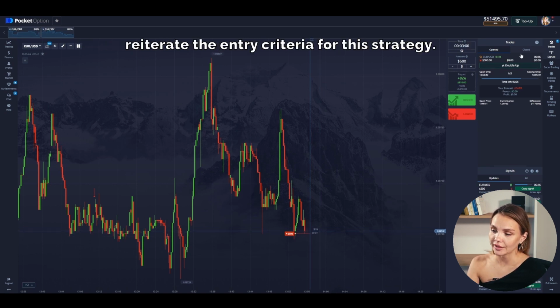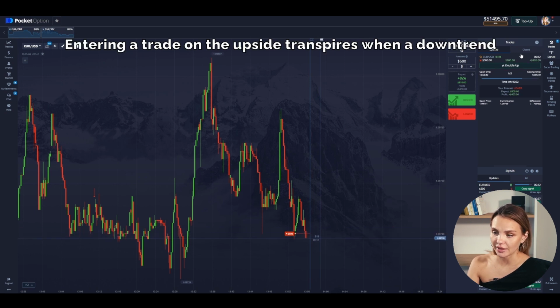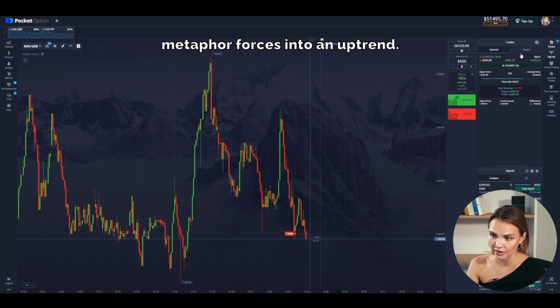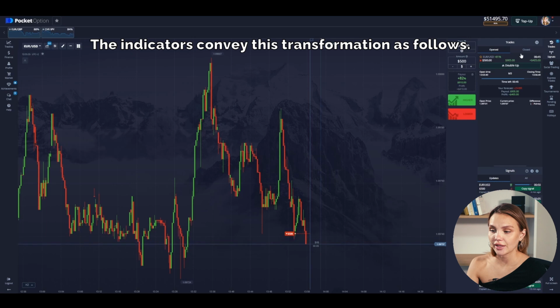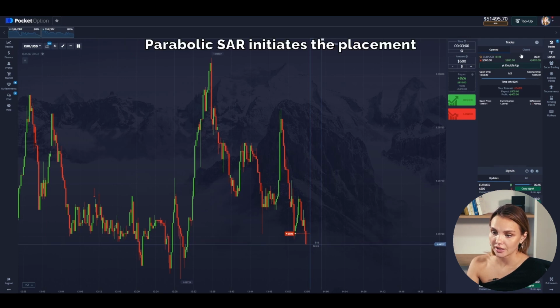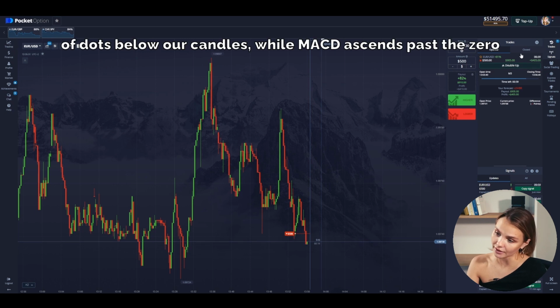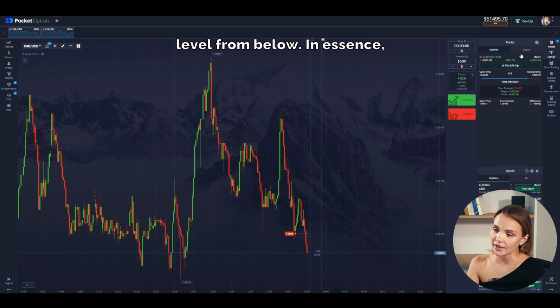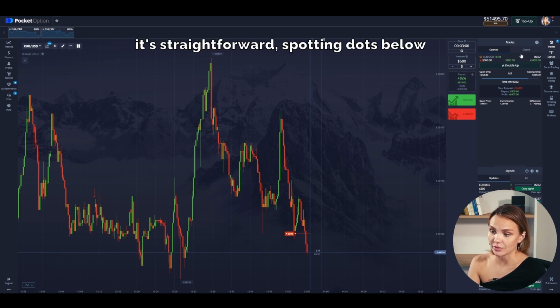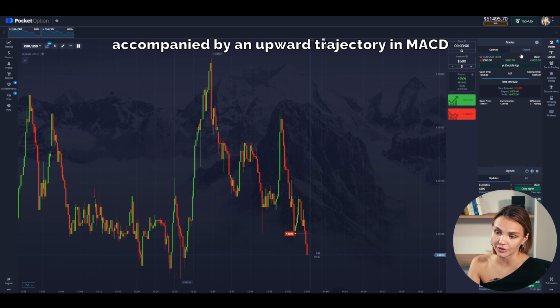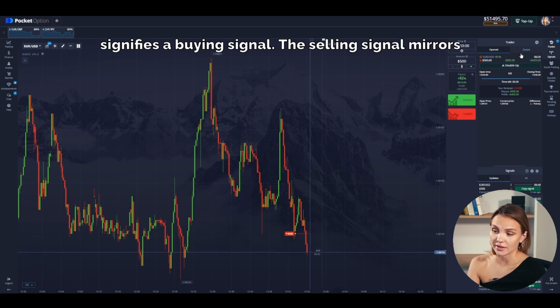Now, allow me to reiterate the entry criteria for this strategy. Entering a trade on the upside transpires when a downtrend metamorphoses into an uptrend. The indicators convey this transformation as follows. Parabolic SAR initiates the placement of dots below our candles, while MACD ascends past the zero level from below. In essence, it's straightforward. Spotting dots below accompanied by an upward trajectory in MACD signifies a buying signal. The selling signal mirrors this pattern.